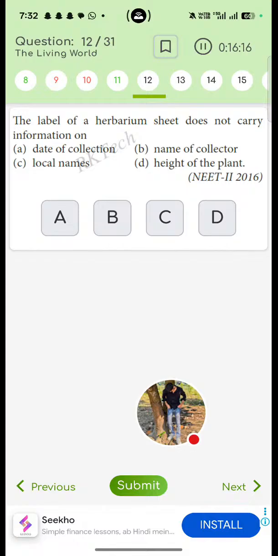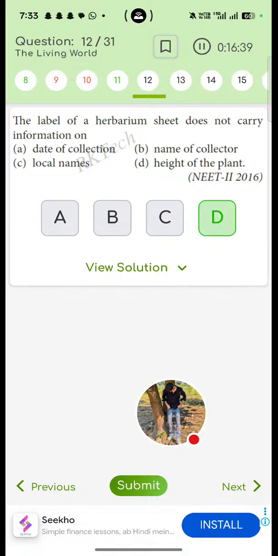Next, the label of herbarium sheet does not carry information on date of collection, name of collector, local names and height of the plant. Date of collection is there, name of collector is also there, local name is also there. It does not carry height of the plant.